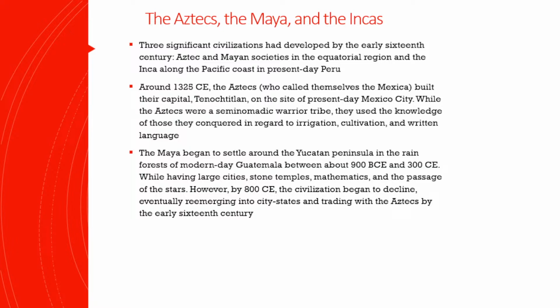By about 800 CE, which again is another 500 years after this, they began to decline. By the early 16th century, which is the 1500s, which is again another several hundred years later, they were city-states, which is much lesser than a large spanning empire. If you're not familiar with what a city-state is, it's where each individual region is its own government. So rather than there being a Mayan empire, there were a bunch of small regions that governed themselves. They were all Mayan culturally, but there was no overarching Mayan government.